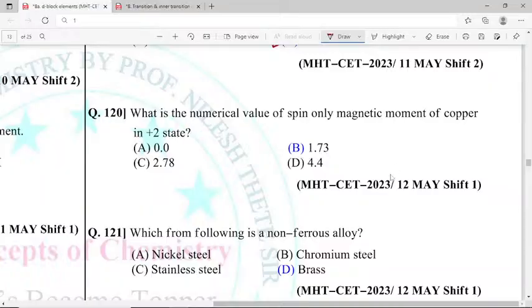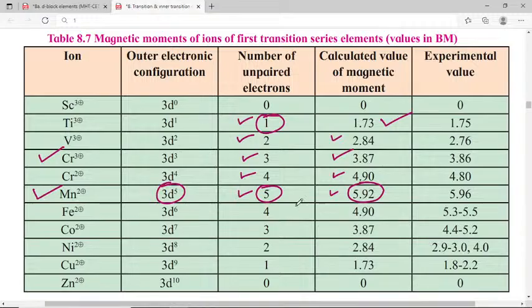What is the numerical value of spin only magnetic moment? If the question asks for copper, so copper plus 2. Copper plus 2 is 3d9 4s0, so 1 unpaired electron, 1.73. Copper 2 plus, 3d9, 1 unpaired, 1.73.